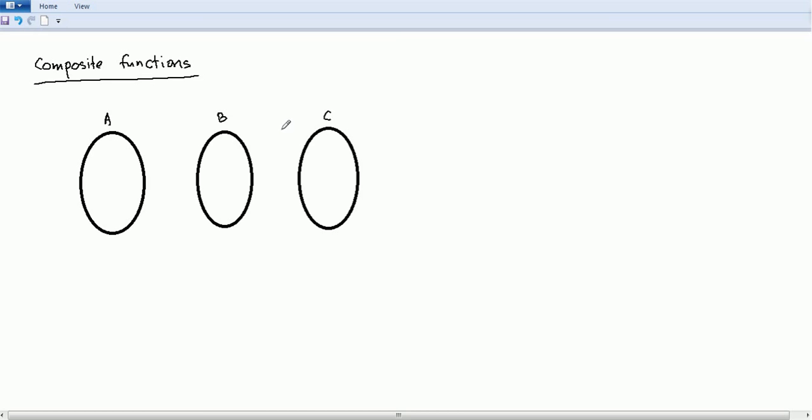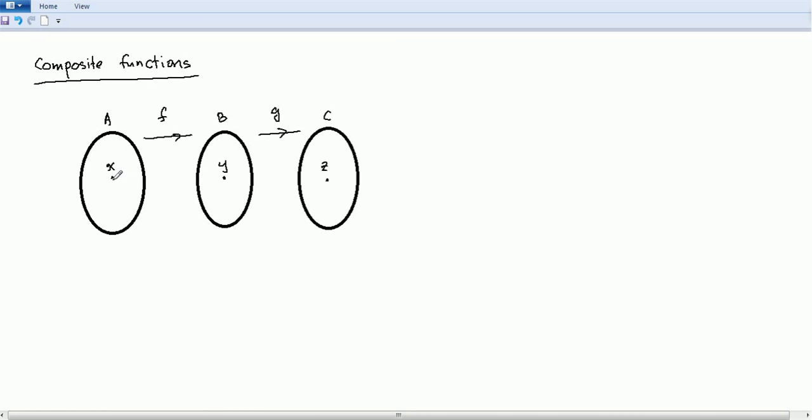So what is actually a composite function? Let's look at the diagram. Let's say we have three sets, named A, B, and C. Let the elements in the sets be X, Y, and Z. There is a function f, which will map A onto B, and another function g, which will map B onto C.